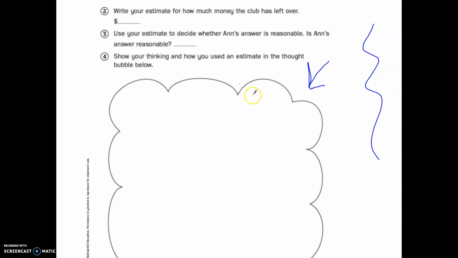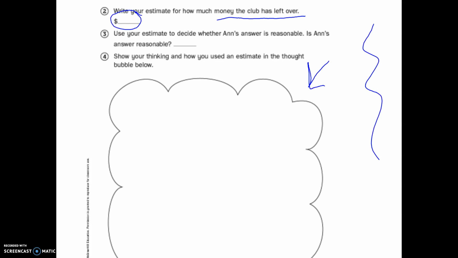So after you've figured out your estimate for how much money the club has left over, write it here, and then use your estimate to decide whether Anne's answer is reasonable. Does 67 make sense? Yes or no? And then in the bubble, tell why you think your estimate is reasonable or why Anne's estimate is reasonable, and how you got your estimate. You can do it right inside that bubble. And look, no math journal pages. This is what I want you to focus your time on.